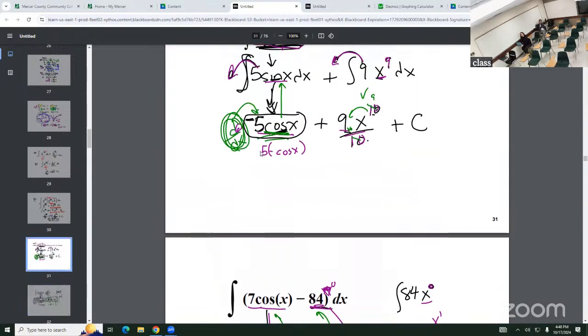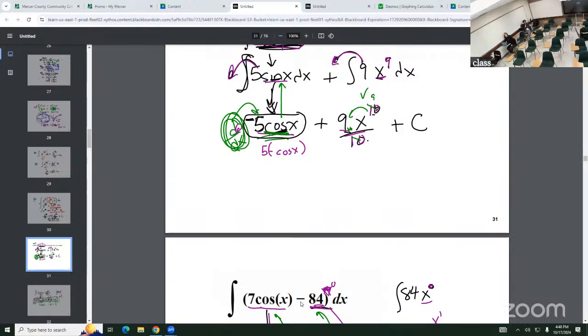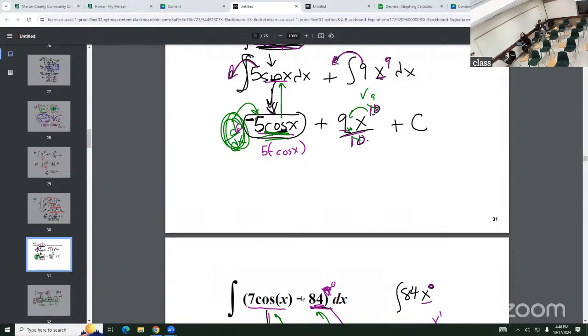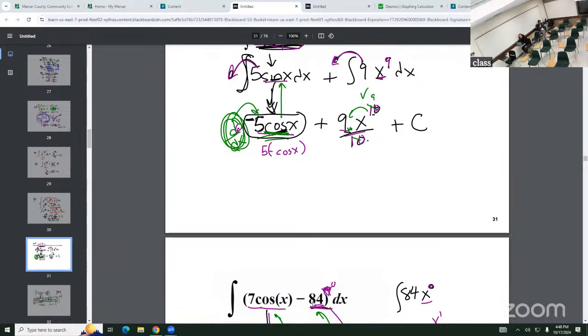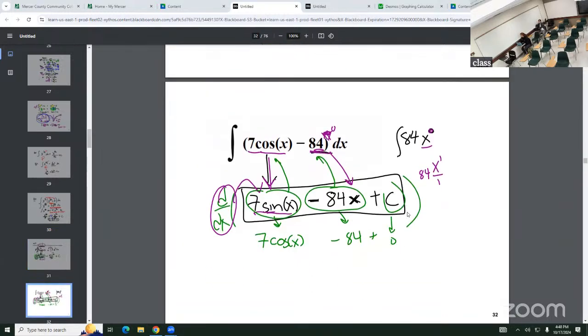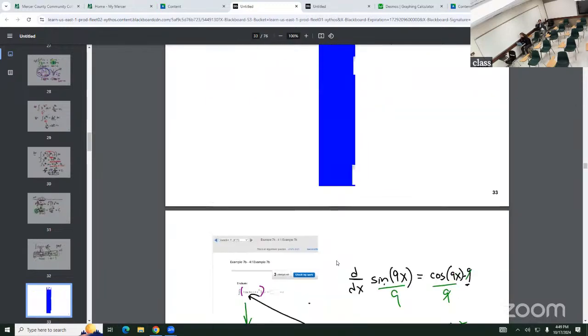What's the antiderivative of 7 cosine x? Let me put it this way so you can't see the answer. 7 sine x. And what's the antiderivative of minus 84? It's minus 84x. And don't forget, there's a plus c at the end. Always put a plus c in. And then you can check it by taking the derivative. If you take the derivative of that, you get 7 cosine x minus 84.